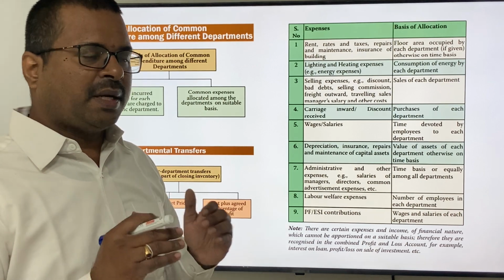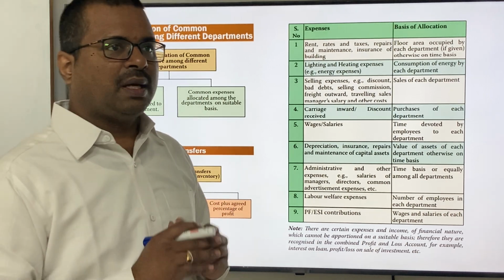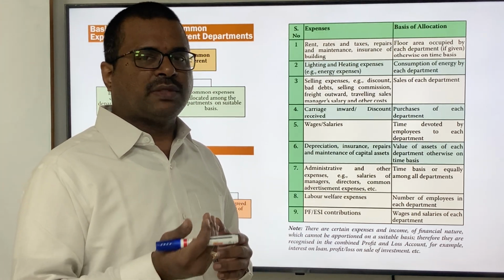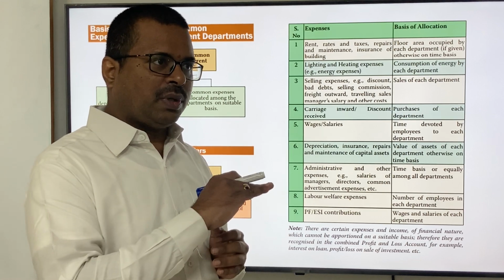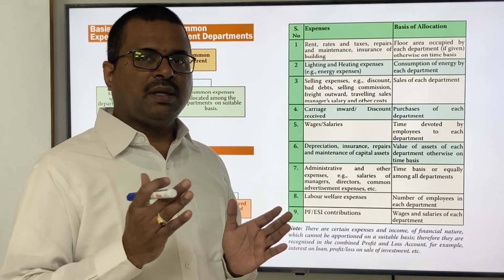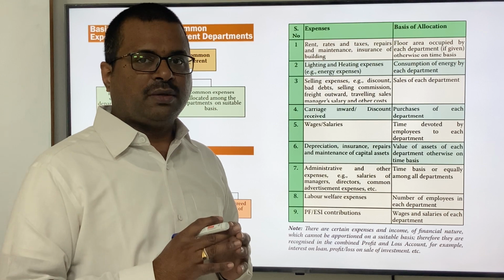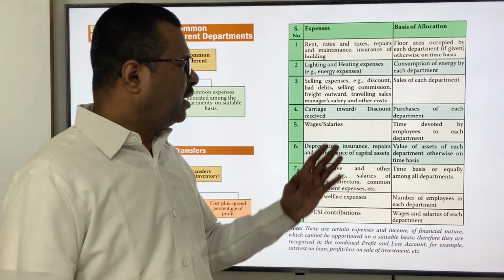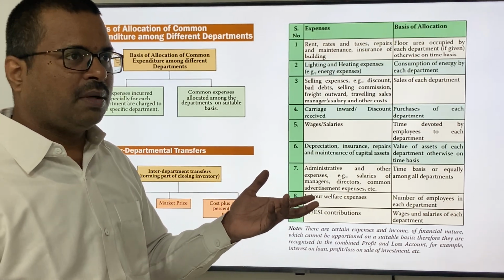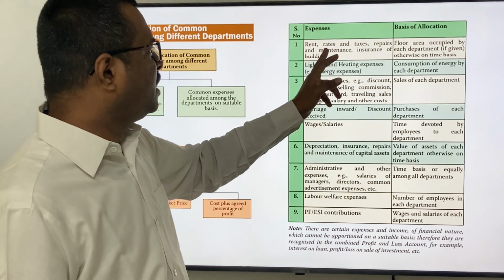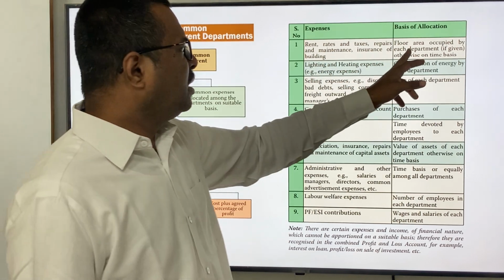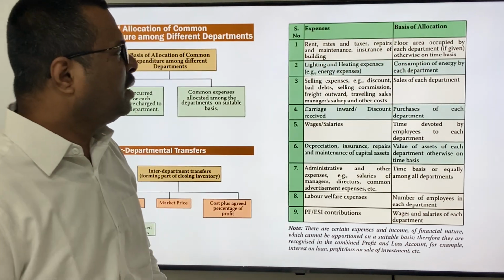Management can decide depending upon their working process of manufacturing, process of transferring goods and process of doing the business. They can decide on what basis any particular common expense can be allocated, whichever is more appropriate. Here we will go through the commonly applicable basis of allocation. For example, rent, rates and taxes, maintenance and insurance of building can be allocated on the basis of floor area occupied by each department.